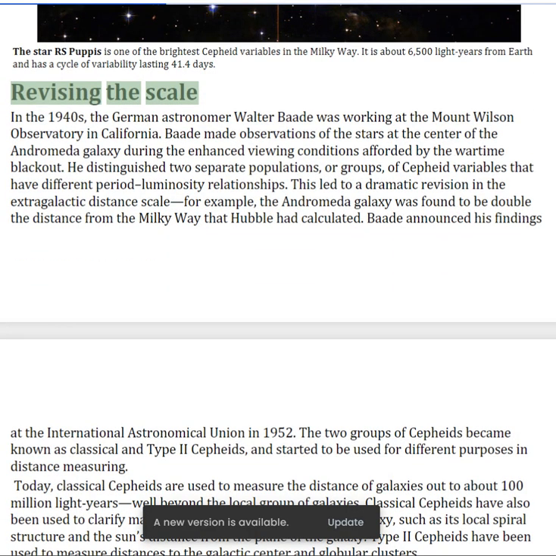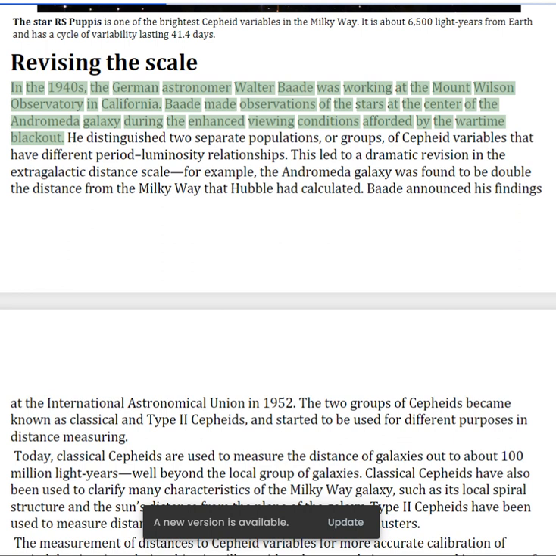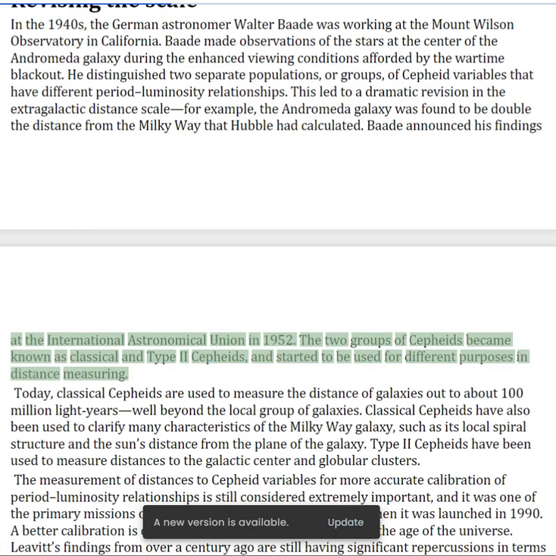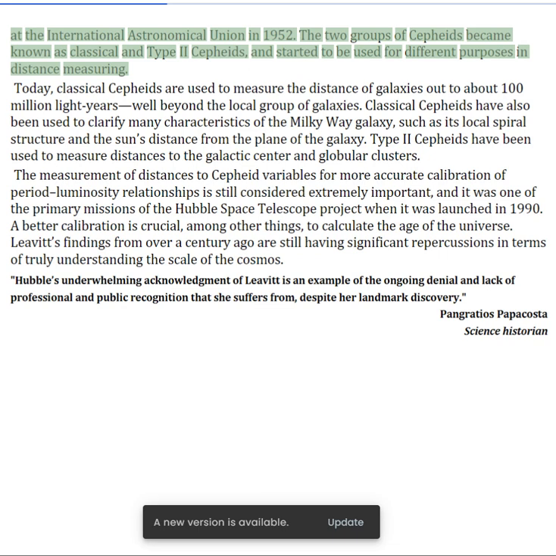Revising the scale. In the 1940s, the German astronomer Walter Baade was working at the Mount Wilson Observatory in California. Baade made observations of the stars at the center of the Andromeda Galaxy during the enhanced viewing conditions afforded by the wartime blackout. He distinguished two separate populations, or groups, of Cepheid variables that have different period-luminosity relationships. This led to a dramatic revision in the extragalactic distance scale. For example, the Andromeda Galaxy was found to be double the distance from the Milky Way that Hubble had calculated. Baade announced his findings at the International Astronomical Union in 1952.